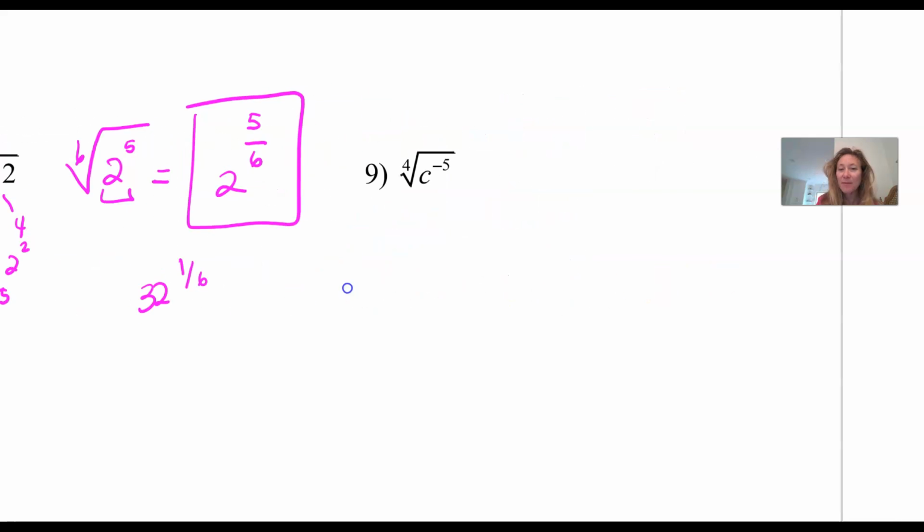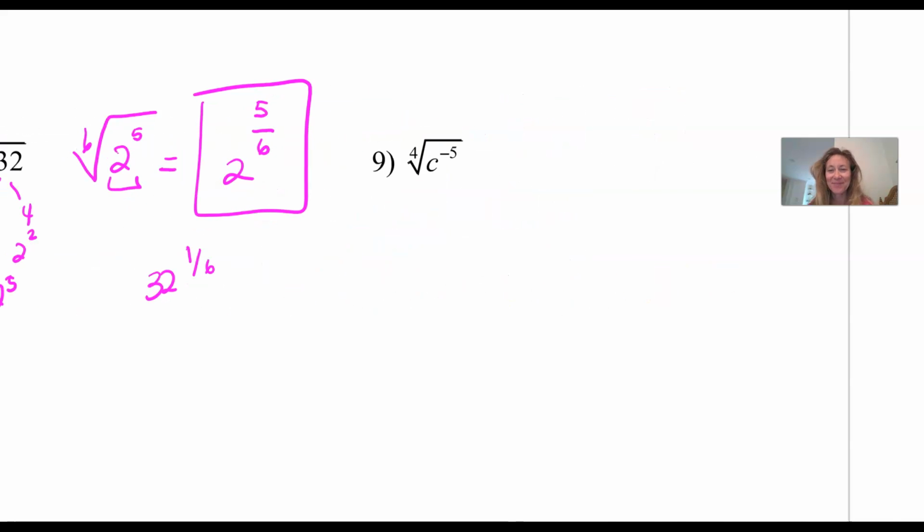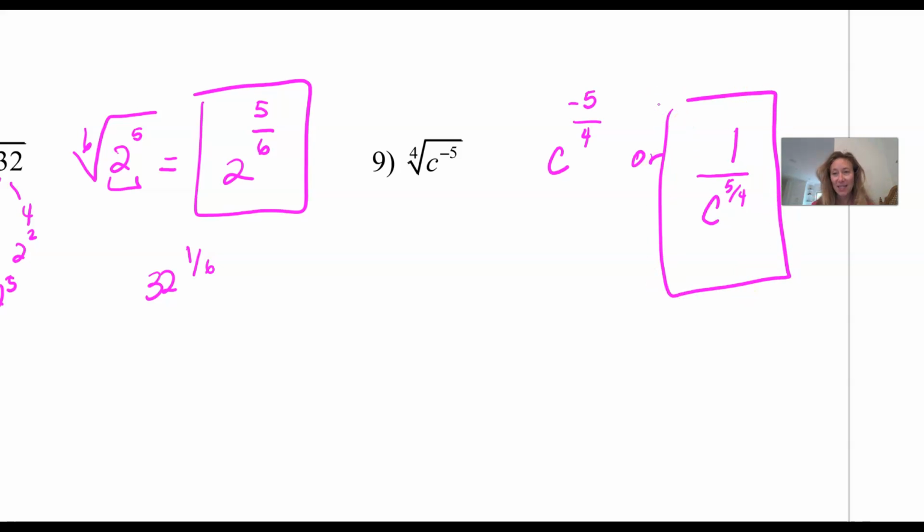All right, number 9. I'm going to start like normal. I'm going to say, okay, the base is C. The denominator is 4. The numerator is -5. I don't love leaving a negative exponent in the answer. So I would say 1 over C to the 5/4 so that I have a positive exponent. I think that this is going to be my best answer.